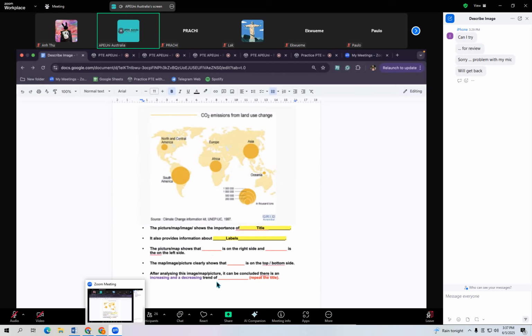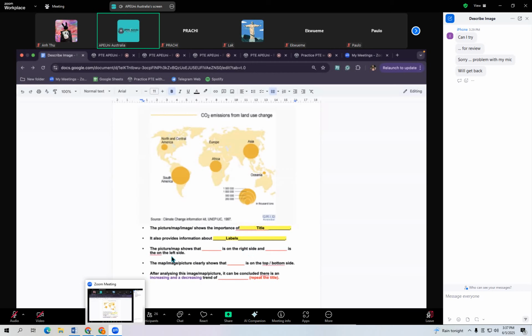After analyzing this image, it can be concluded that there is an increasing and a decreasing trend of CO2 emissions from land use change. That's it. For the 3rd and the 4th line, it's not necessary you say the same exact sentence. You can, for example, I always mention the left side first and then the right side. The template, the framework says right side first, left side next. It's up to you, not a big deal. All you have to know is you need to mention what's on the left, what's on the right.